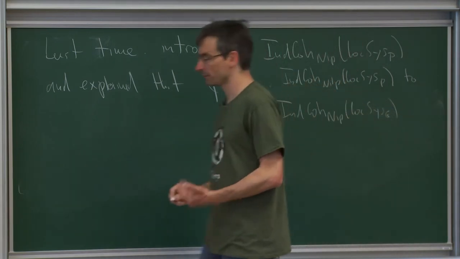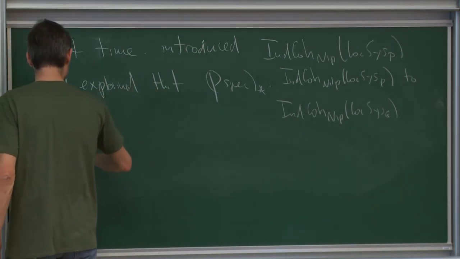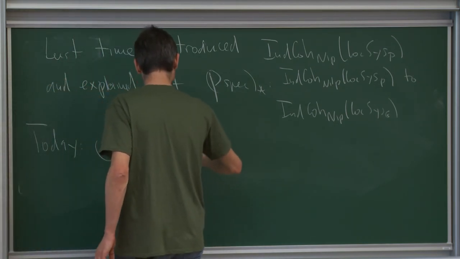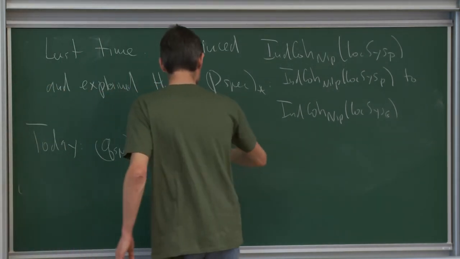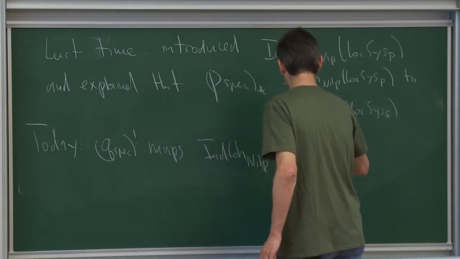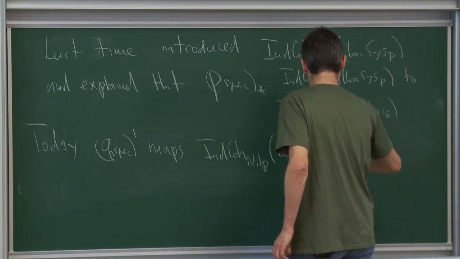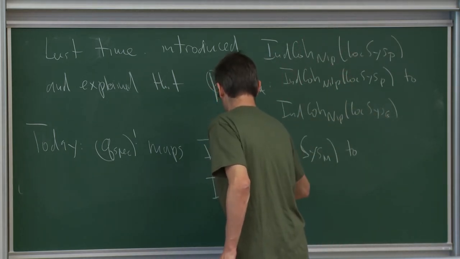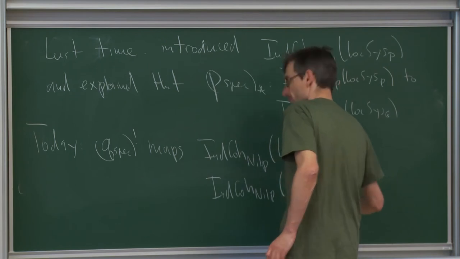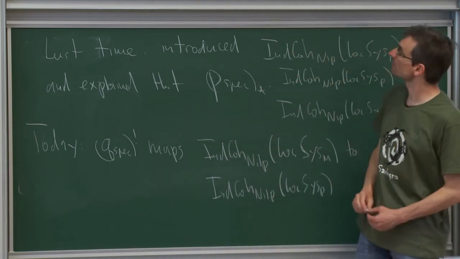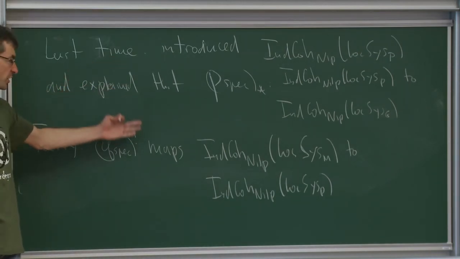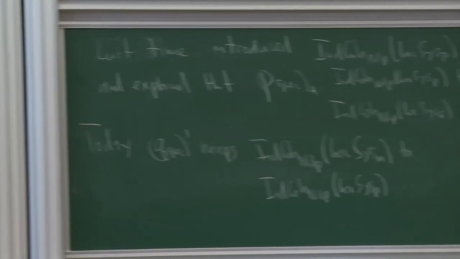Today I want to explain the second part. I want to explain that Q spec upper shriek maps IndCoh nilp on Loc_M to IndCoh nilp on Loc_P. Just the other half of what I did last time. Okay, let me first remind you where this came from. This was a general assertion. It's not specific to IndCoh nilp, it's something general about singular support.